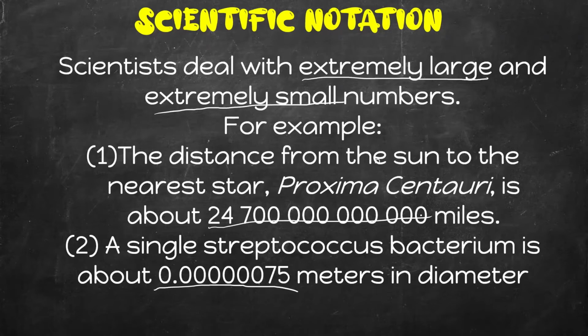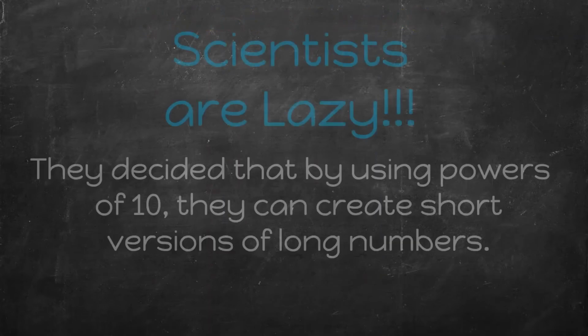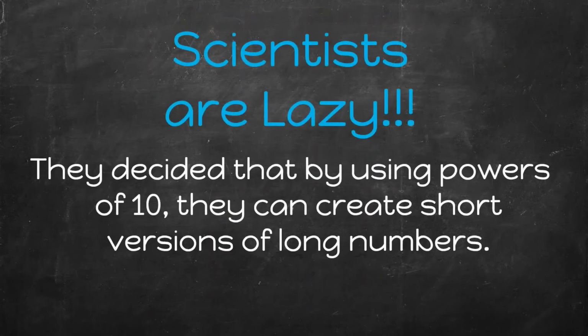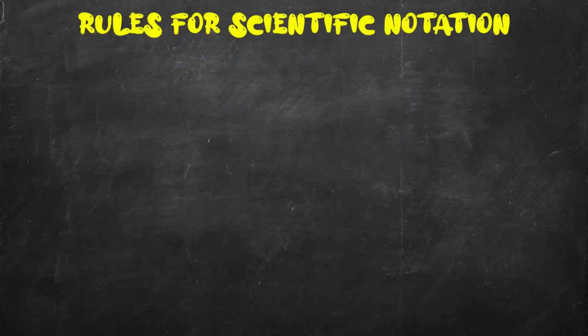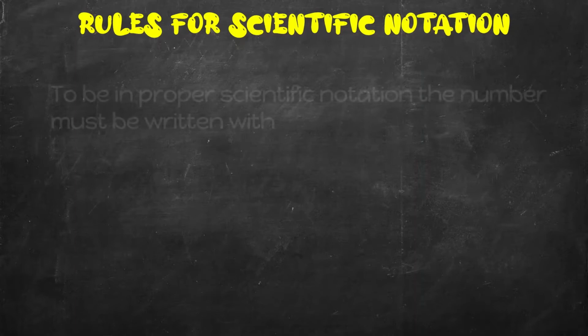That's the reason why nabuo si scientific notation. And aside from that, scientists are lazy. Ayan, ano lang to, to make the discussion fun. So they decided that by using powers of 10, they can create short versions of long numbers. So gumagamit sila ng powers of 10. So ganun gumagana yung ating scientific notation. Okay. So meron tayong rules for scientific notation. So hindi natin basta-basta sinusulat yung power of 10. Meron tayong mga sinusunod to write it in a scientific notation.